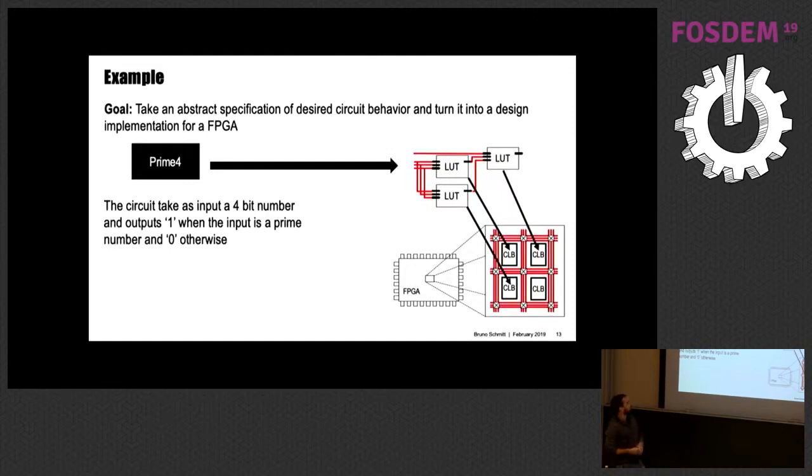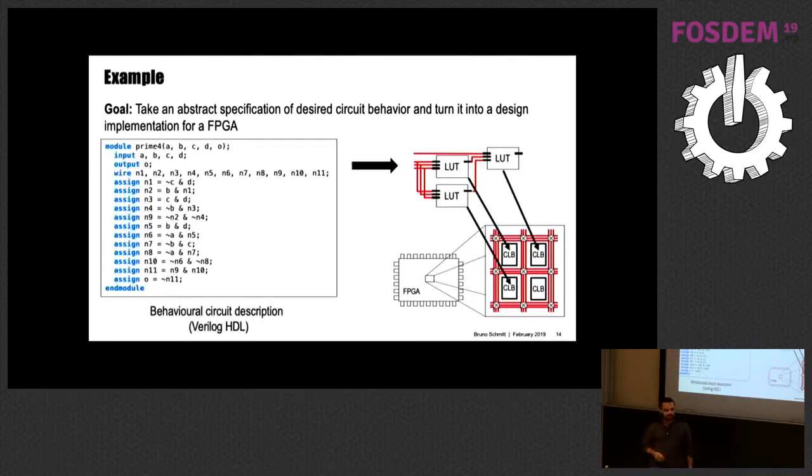I'll call it prime 4, which basically takes as input a 4-bit number, and will output 1 if this number is prime, 0 otherwise. It's quite an easy example. Here I have some Verilog description of this behavior, and you might be looking at it and say, okay, this guy has no idea how to do a Verilog description, and there is a real good reason for that, but it's also true. I'm more of a VHDL guy.